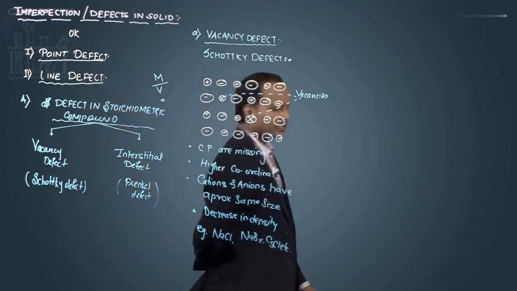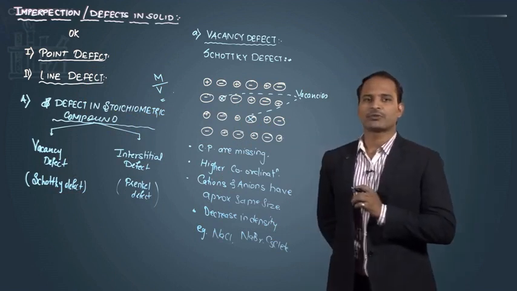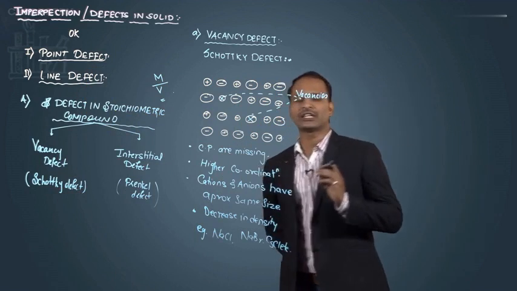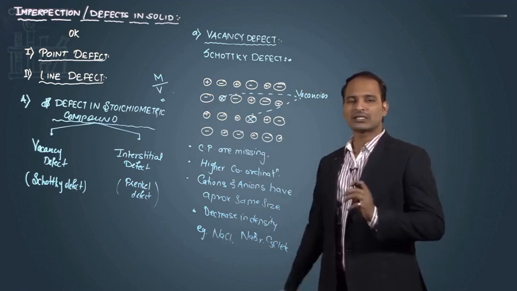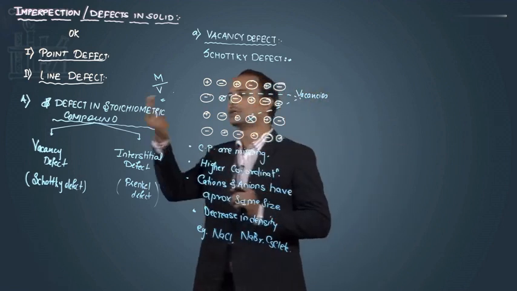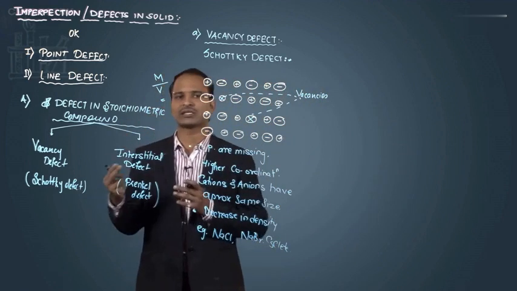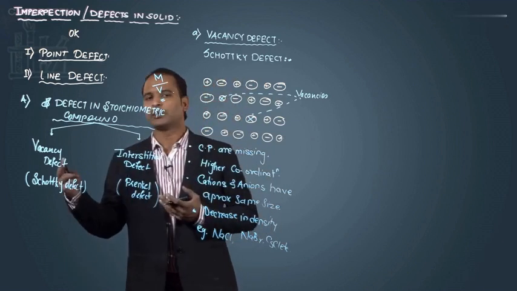Now in the case of vacancy defect, the cations and anions are missing in stoichiometric proportion only, to maintain the neutrality of the solid, so that the solid remains neutral. Since the particles are missing in their stoichiometric proportion, this is called a stoichiometric defect. That is the first type of point defect.